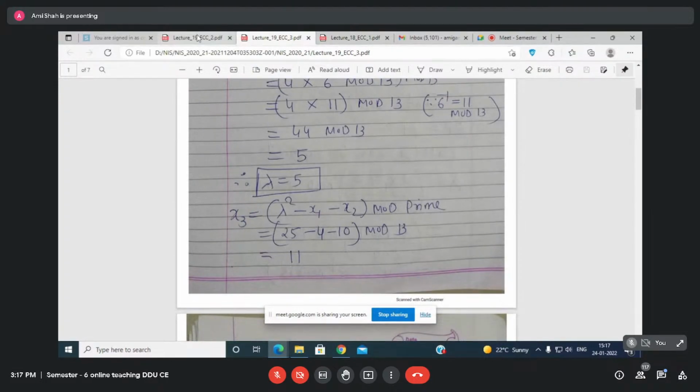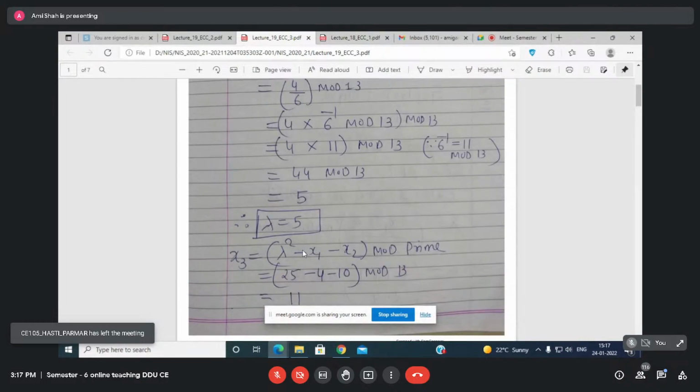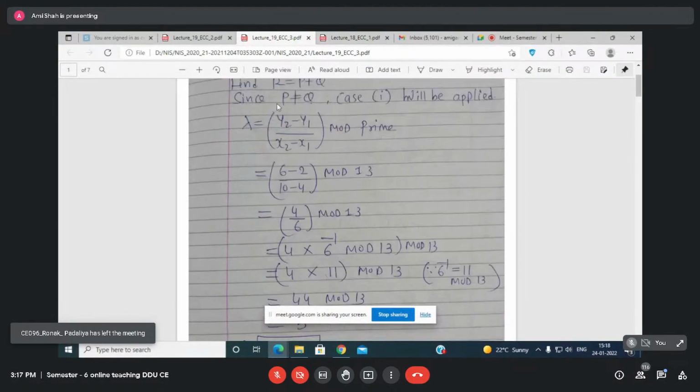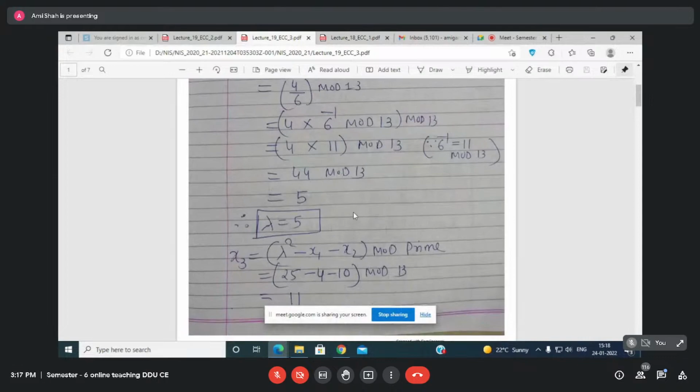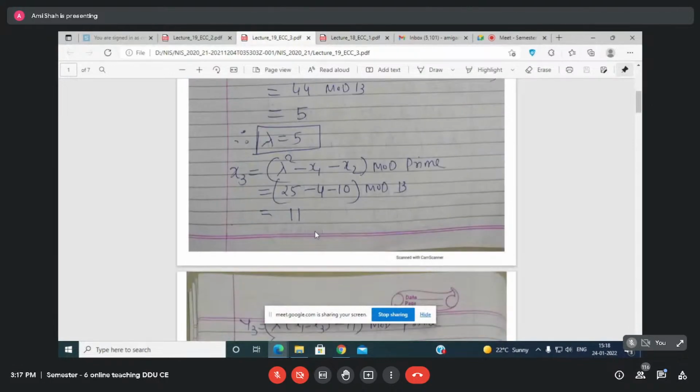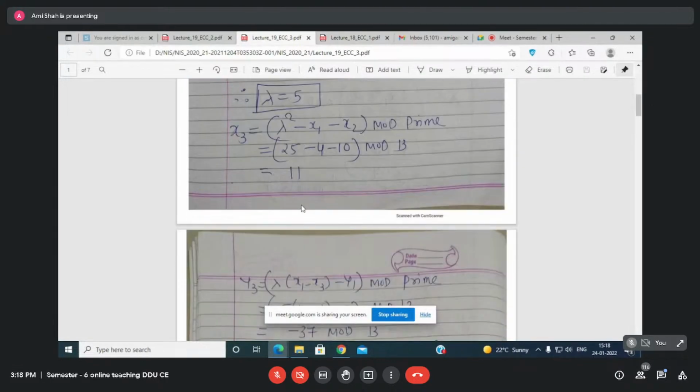Before that, I have explained the theory of how I am getting this equation, right? So x3 equals lambda square minus x1 minus x2. Lambda is 5, so 25 minus x1, that is 4, minus x2, that is 10, right? And that's why here you get the answer x3 equals 11.